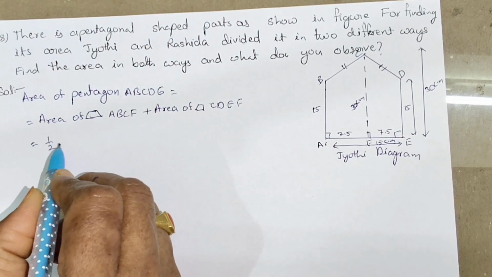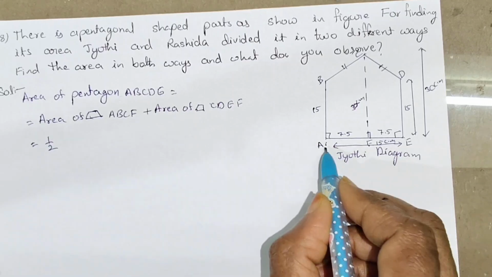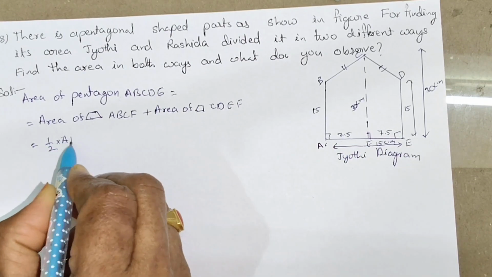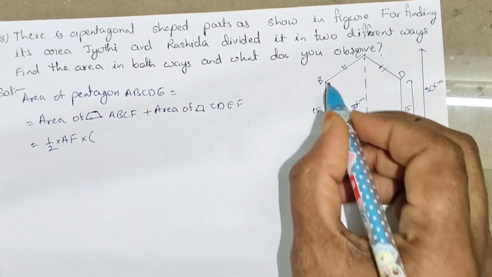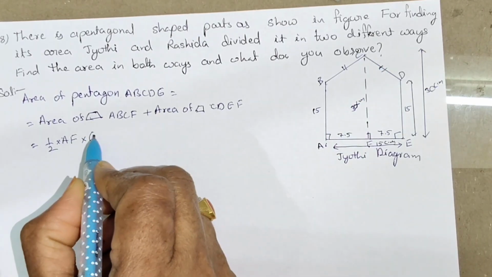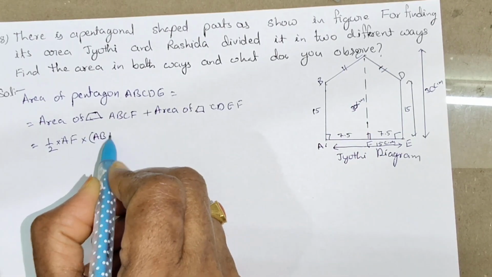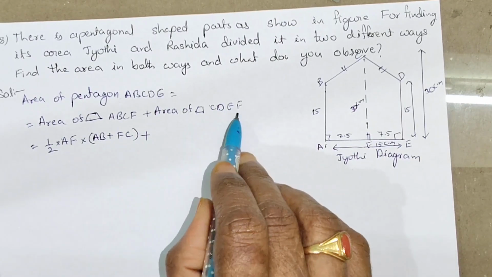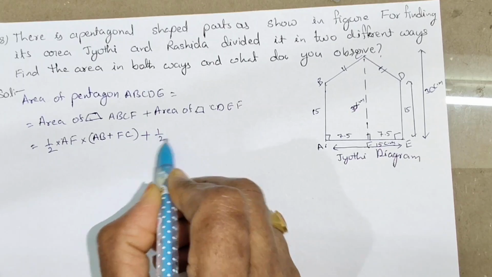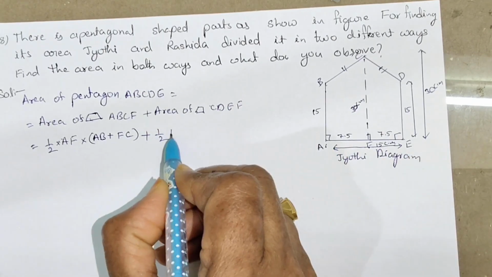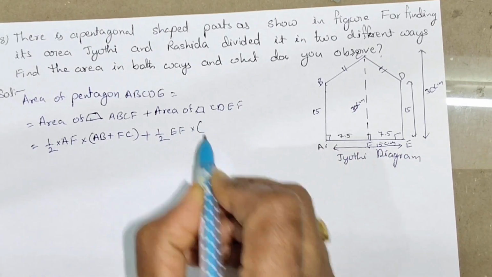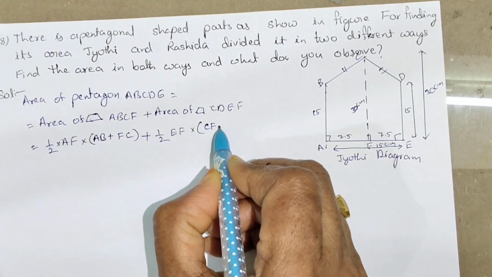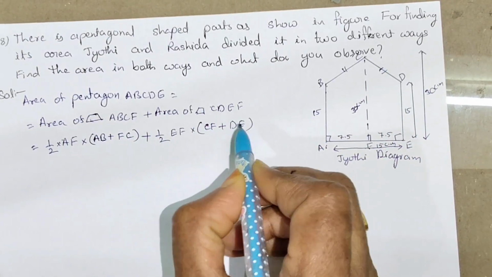Here 1 by 2, the height is AF. This one height is AF. So AF into, the parallel sides are AB and FC, AB plus FC. Next, the area of CDEF: 1 by 2, the height is EF into, the parallel sides are CF and DE, CF plus DE. These two are the parallel sides.